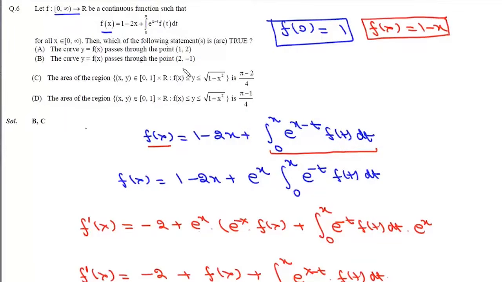Now the curve passes through which point? Now if we put x is minus 1, we'll get y equals 2. So this option B, it is correct. And then the area of the region bounded by f(x), f(x) is 1 minus x, it is less than or equal to y and is less than or equal to under root of 1 minus x square. Now we'll plot this region.